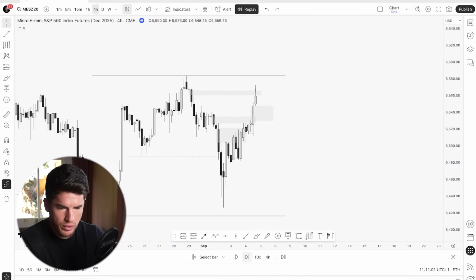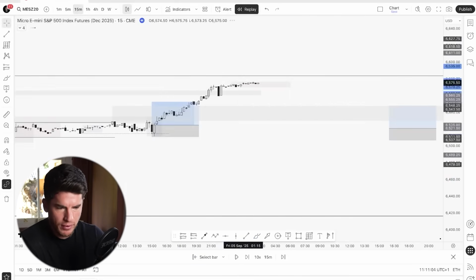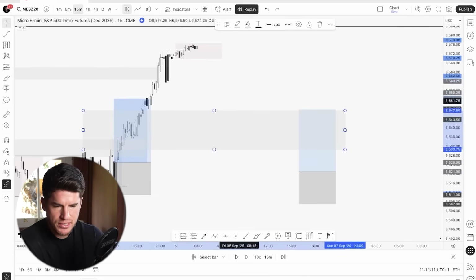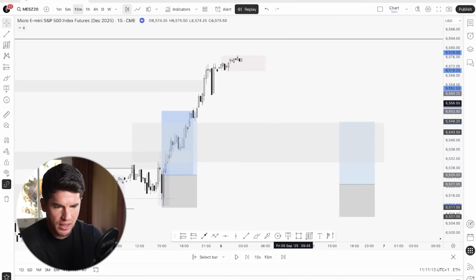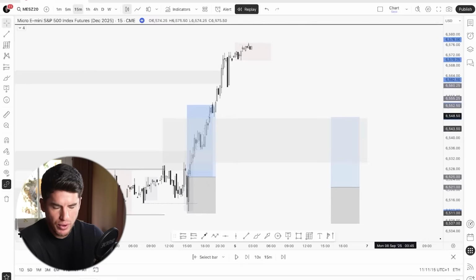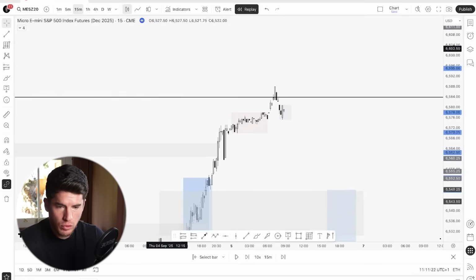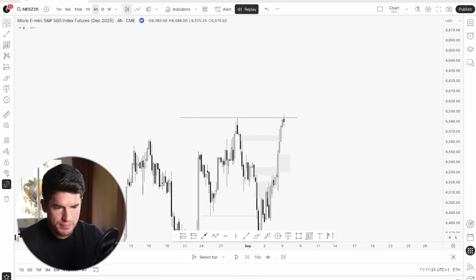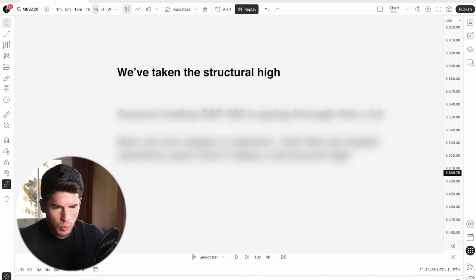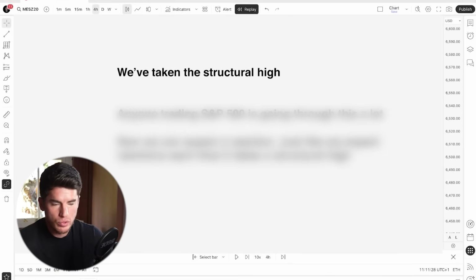So let's play this forward, jump back down to a 15-minute time frame. This is the expectation of price today because we have that 4-hour gap that's left behind. We also expect a retracement after filling out such inefficiencies. And actually, first of all, what it does is it takes that structural high, even better. So now we've taken this structural high, which is all-time high.